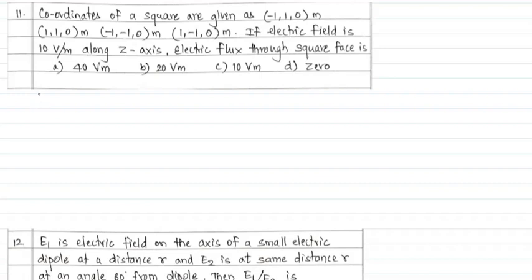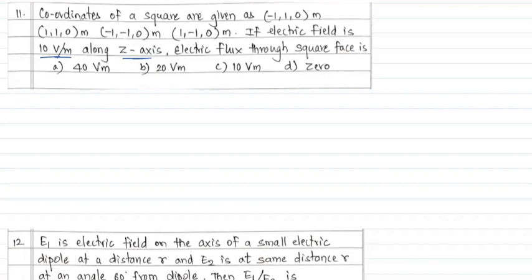Hello students. Continuing our MCQs on electric charges and fields. Next, the 11th one. The coordinates of a square are given. If the electric field is 10 volt per meter along the z axis, then the electric flux through the square face is?